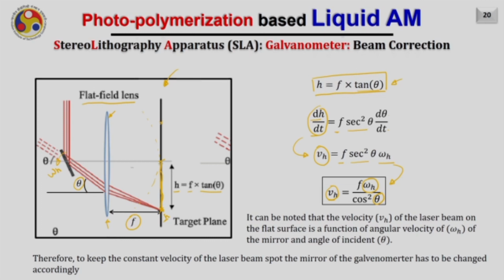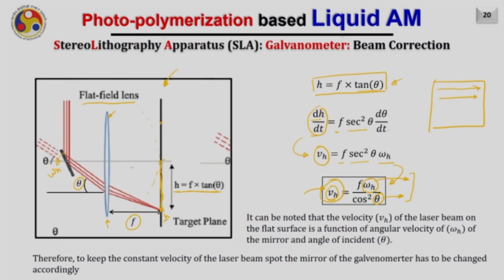Therefore, to keep a constant velocity, for example, you want to keep this value constant because this is desirable, right? When you are curing some wet photopolymer material here, you want to move with a constant speed throughout, right? So, to keep this value Vh constant, you have to keep varying the omega h also, as theta is always varying. Therefore, the electronics of such a system becomes a bit tedious and it is difficult to control such systems. However, it solves our purpose. This particular lens, the flat field lens, solves our purpose.